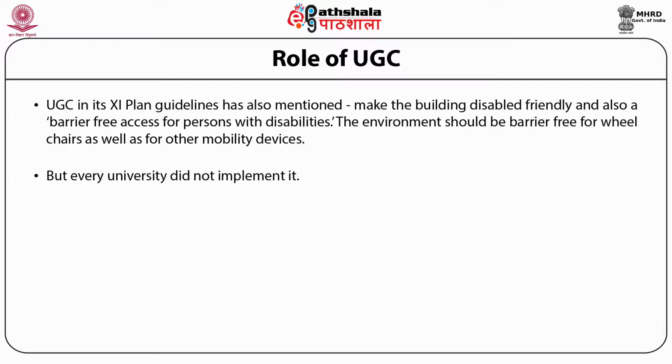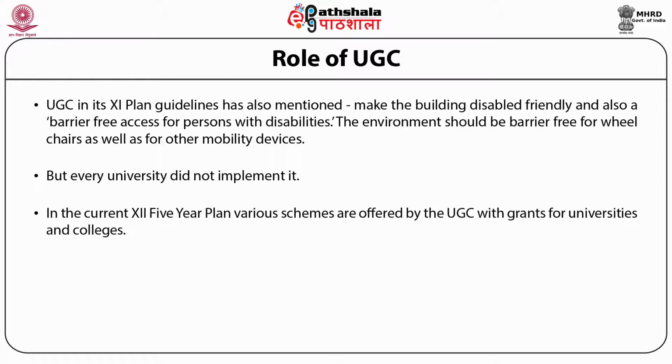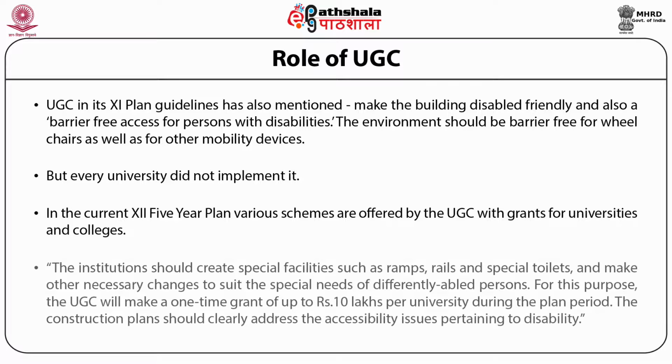So, the efforts continue, and in the current 12th five-year plan, various schemes are offered by the UGC with grants for universities and colleges. The institutions should create special facilities such as ramps, rails, and special toilets and make other necessary changes to suit the special needs of differently abled persons. For this purpose, the UGC will make a one-time grant of up to Rs 10 lakhs per university during the plan period. The construction plans should clearly address the accessibility issues pertaining to disability.